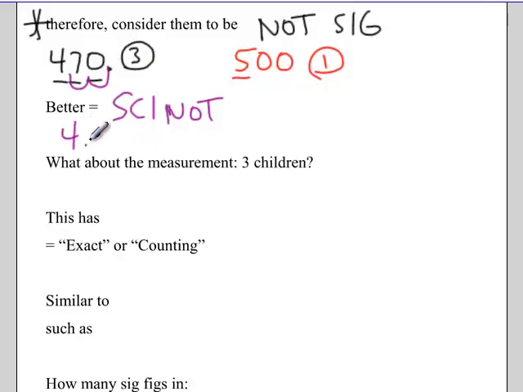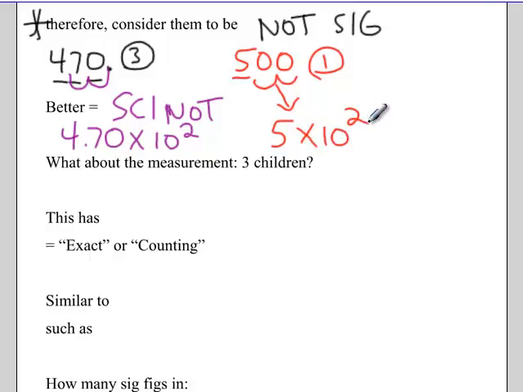So in scientific notation, I write 4.7, and I do include the 0, and I had to move the decimal over to the left, 2 places, so that's 4.70 times 10 to the second. On the other hand, the number 500, there is no decimal point, but it would have been here, so I go over 2 places. Those zeros are not significant, so I don't include them when I write the scientific notation: 5 times 10 to the second.